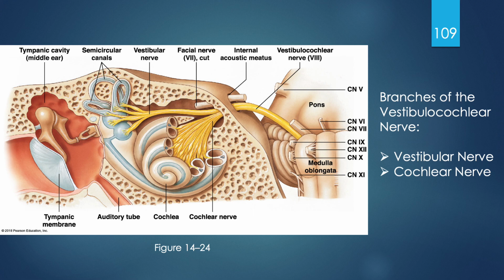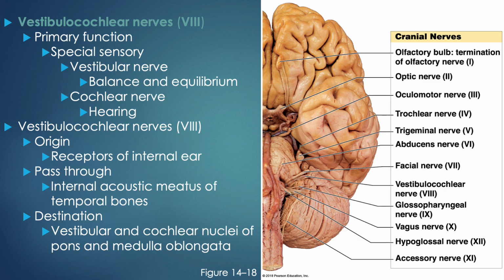The vestibular nerve is there for our sense of balance. You can see that the vestibular nerve approaches those three semicircular canals, which are important in determining our sense of, even if you close your eyes, you know if you are right side up or upside down. That is thanks to your semicircular canals and your vestibular nerve. So the vestibulocochlear nerve has branches of both the vestibular nerve for balance and equilibrium and the cochlear nerve for hearing. The vestibulocochlear nerve, which is cranial nerve 8, has the primary function, of course, of both balance and equilibrium through the vestibular nerve and hearing through the cochlear nerve.